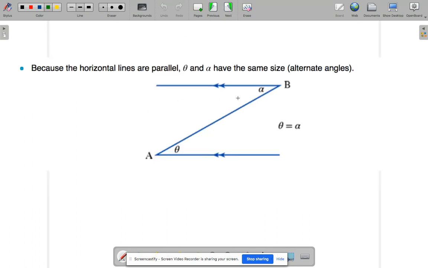Now, because horizontal lines are parallel, you have alternate angles like that. So in any of these questions where you've got two parallel lines and you've got that familiar Z shape, those two angles there and there will be equal. So for example, if that was 30 degrees, that angle there would also be 30 degrees. They're called alternate angles.